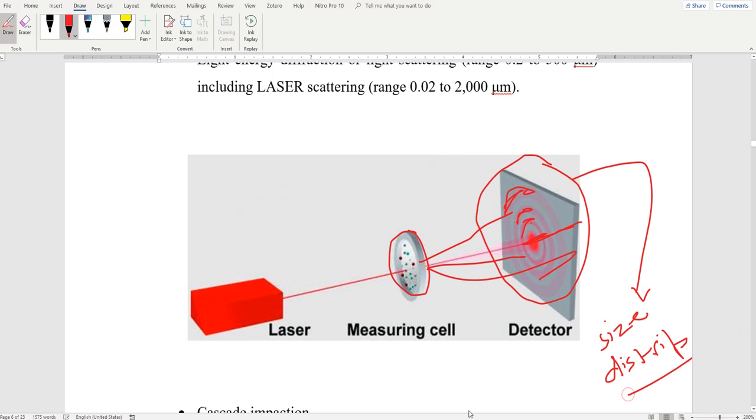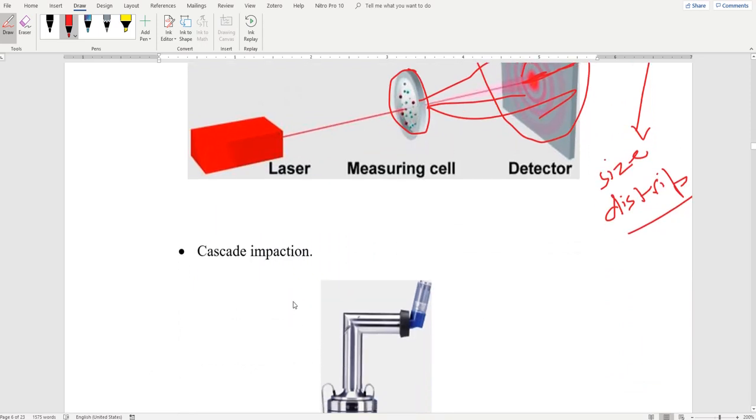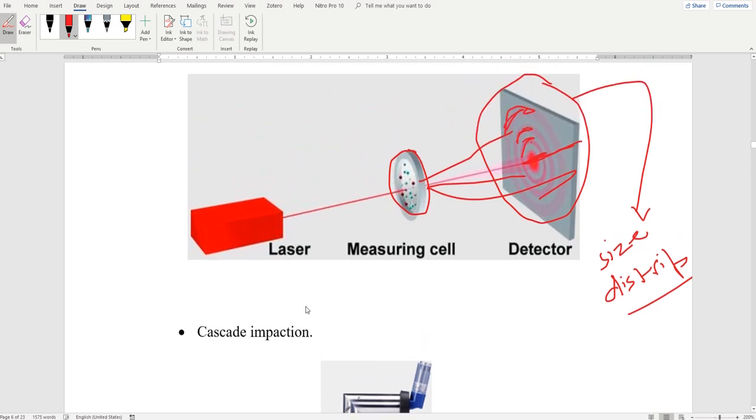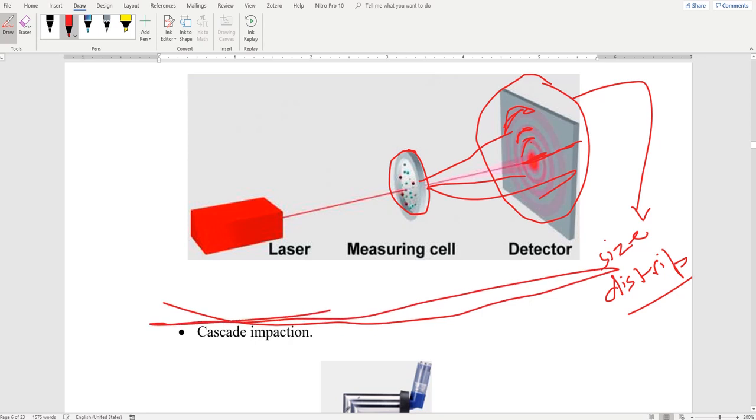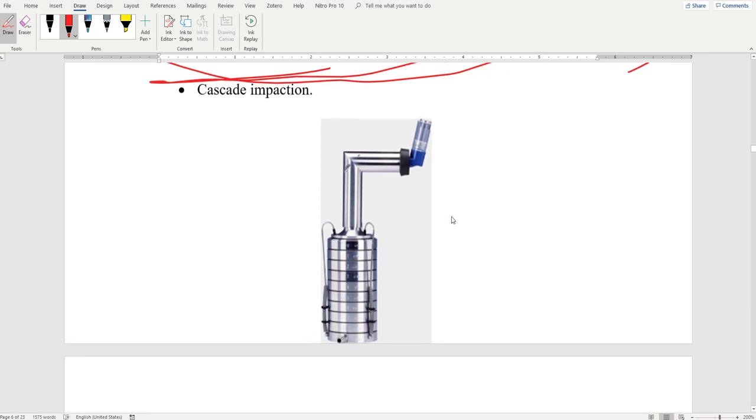Okay. Anyway, so this is another way of measuring the particle size. This is more modern, and we actually have one very nice piece of equipment in our lab that allows you to measure the particle size based on laser scattering according to this principle. Now the other way to measure the particle size is through the use of cascade impaction, as you see here.